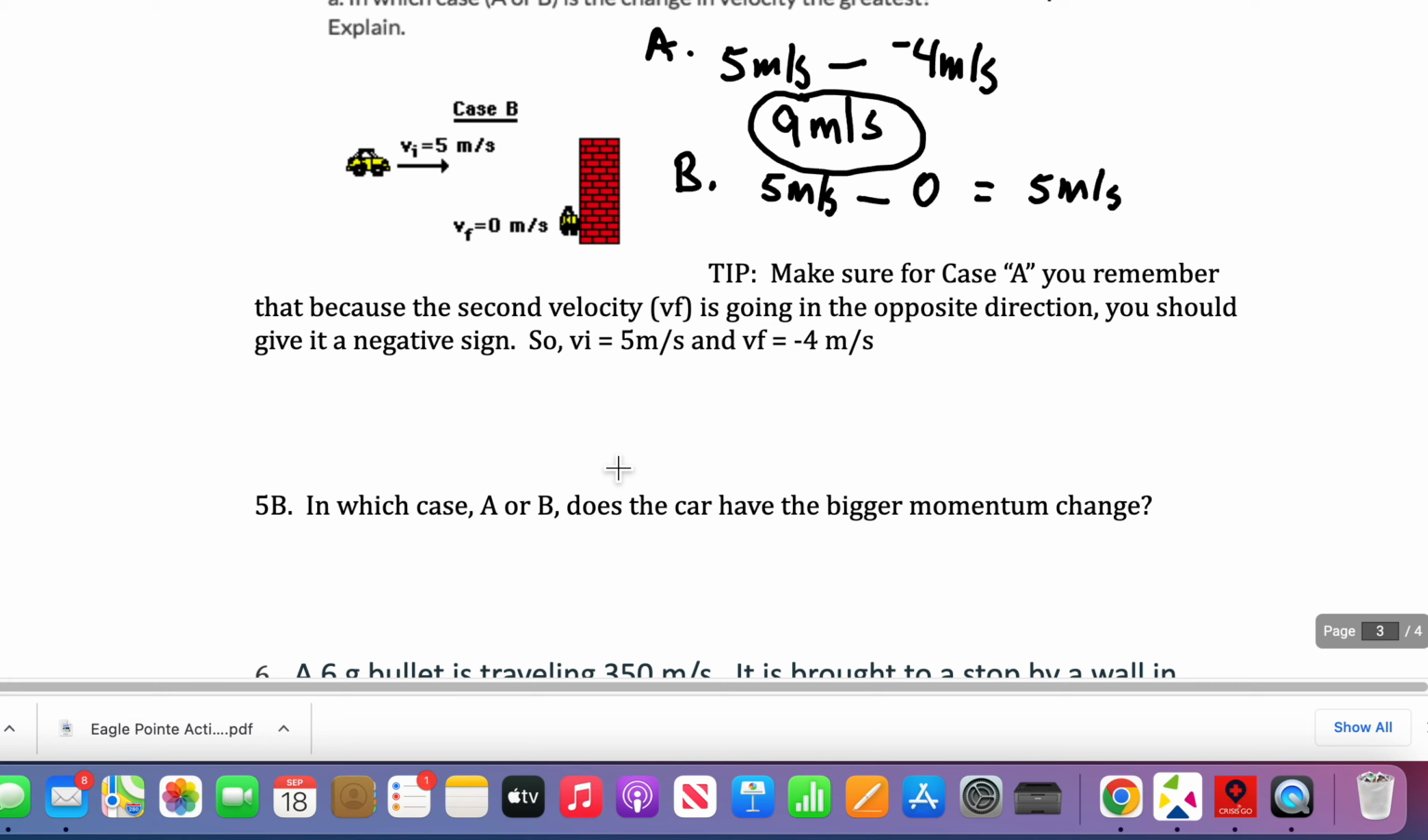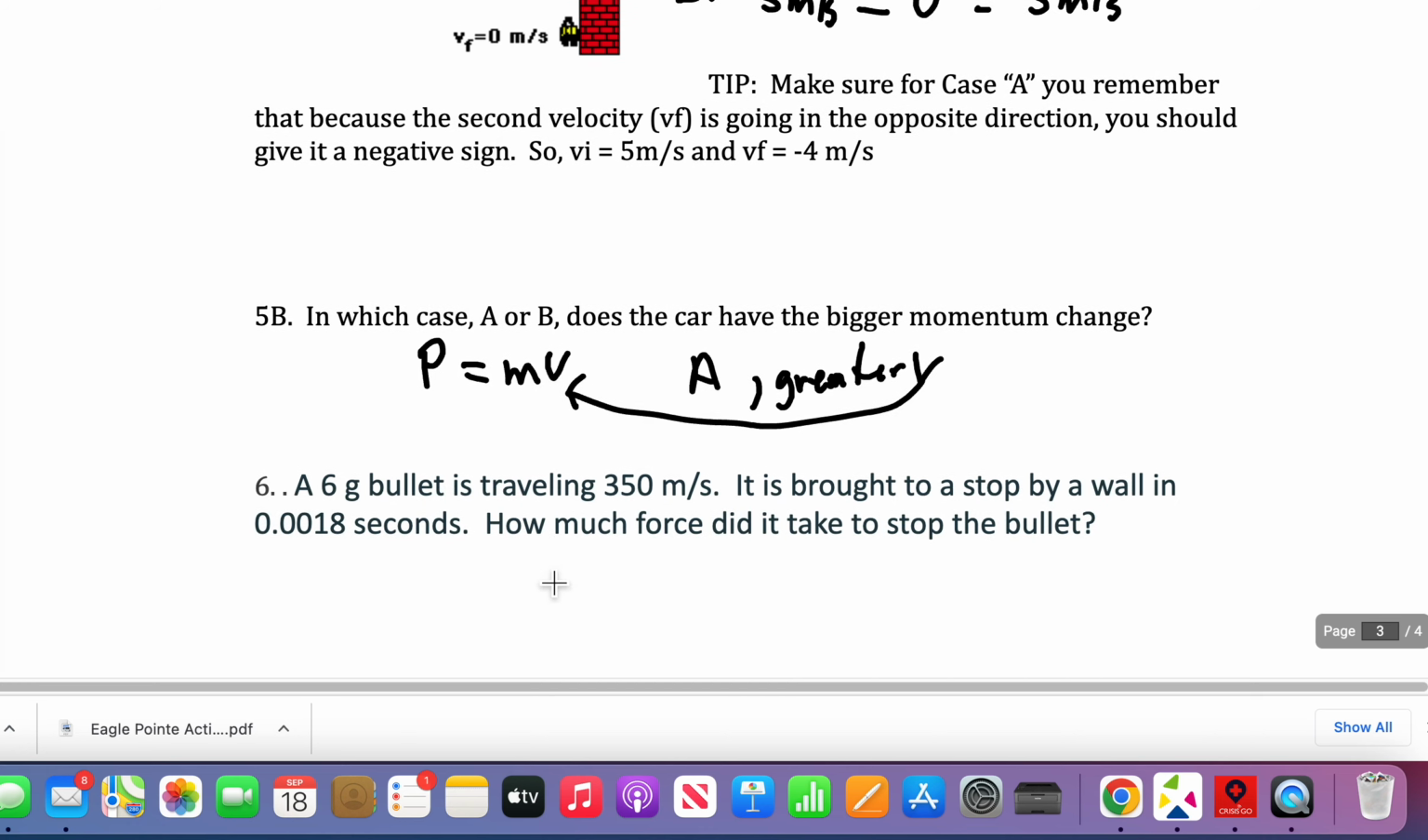In which case does car A or car B have the bigger momentum change? Well, remember that momentum equals mass times velocity. Because car A has the greater velocity, it's going to be the one. If we plug that number in, if the velocity is bigger, the total momentum will be bigger.